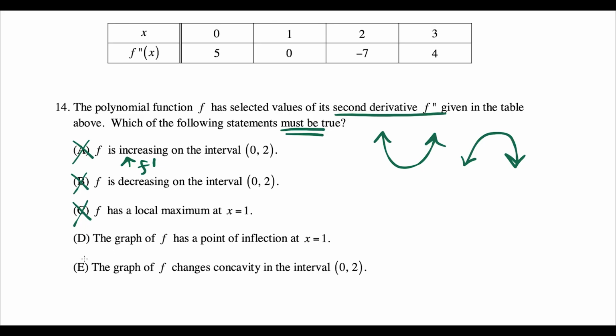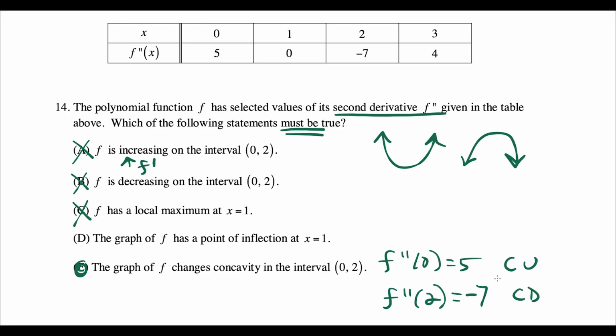Now, if we look at this carefully, this is going to be choice E, and I'll explain why it's E, and then I'll talk about why D is not a scenario that must be true. So choice E, f changes concavity in the interval from 0 to 2. Notice that f double prime of 0 is equal to 5, and f double prime of 2 is equal to -7. The only way for us to go from 5 to -7 is we have to pass through 0. So we have to go from 5, at some point we have to hit 0, then we have to go negative. So we have to go from concave up to concave down at some point between 0 and 2. So that's how we know the graph of f changes concavity in the interval 0, 2.